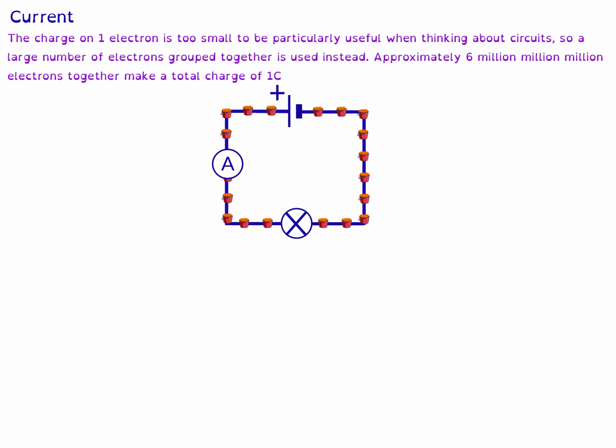The charge on one electron is too small to be particularly useful when thinking about circuits, so a large number of electrons grouped together is used instead. Approximately 6 million electrons together make a total charge of 1 coulomb. Each bucket represents 1 coulomb of electrons.